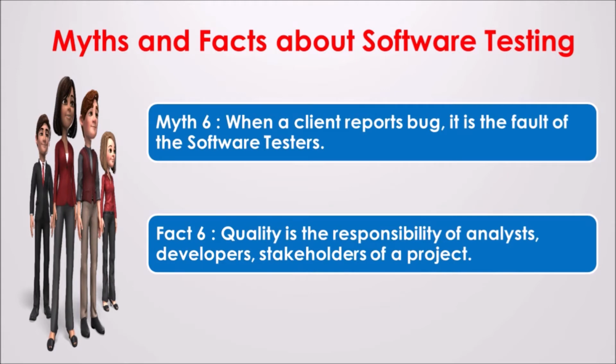Myth 6: when a client reports a bug, it is the fault of software testers. Fact 6: quality is the responsibility of analysts, developers, testers, and stakeholders of the product. There could be a miscommunication in telling about the requirement. Sometimes it could be an impact that was not anticipated beyond the scope. So for all such errors, the tester is not always responsible.